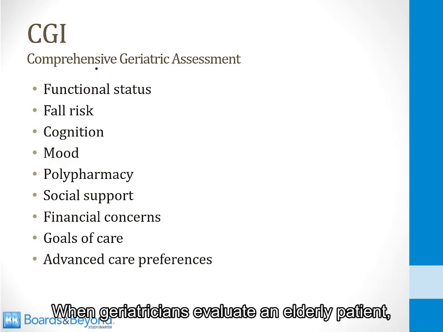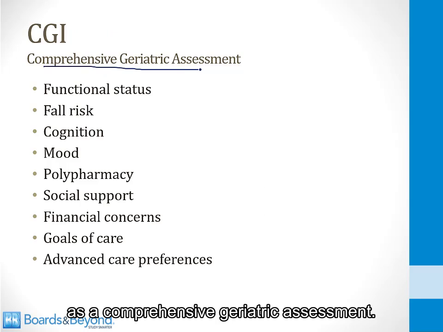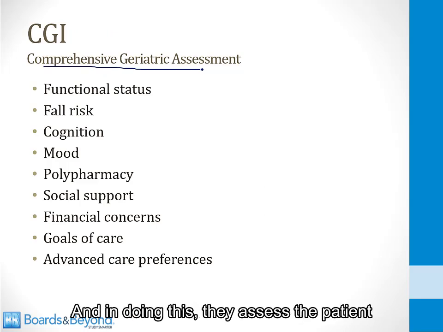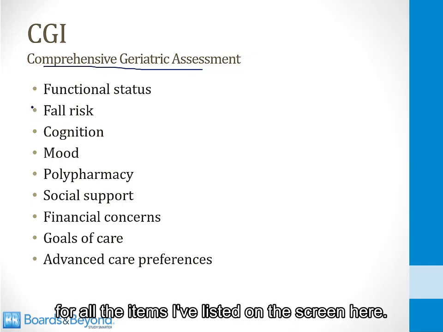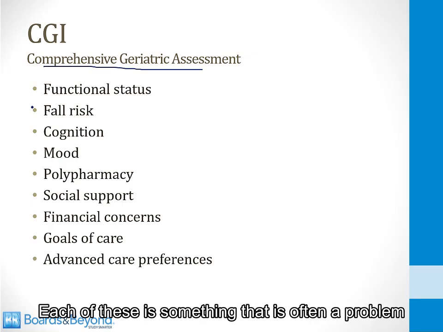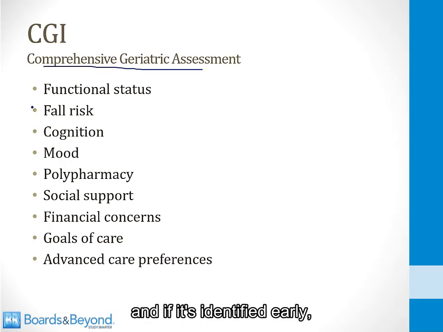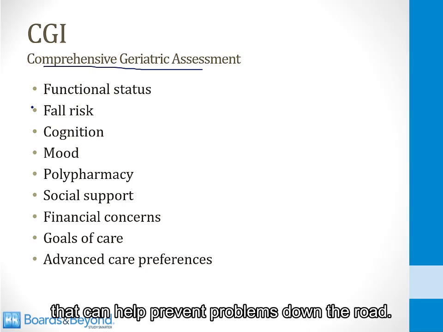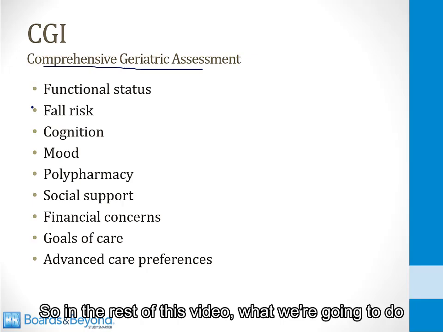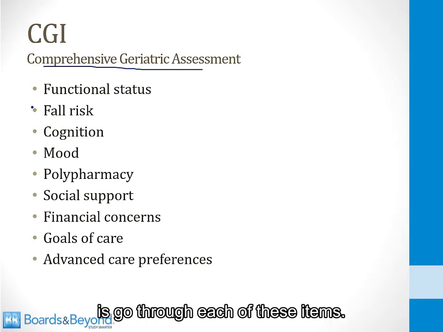When geriatricians evaluate an elderly patient, they conduct what's known as a comprehensive geriatric assessment. In doing this, they assess the patient for all the items I've listed on the screen here. Each of these is something that is often a problem for elderly patients, and if it's identified early, potentially there's an intervention that can help prevent problems down the road. So in the rest of this video, we're going to go through each of these items. They often come up on Step 1. It's usually just 1 or 2 questions, and if you just know the vocabulary, it's usually easy points.